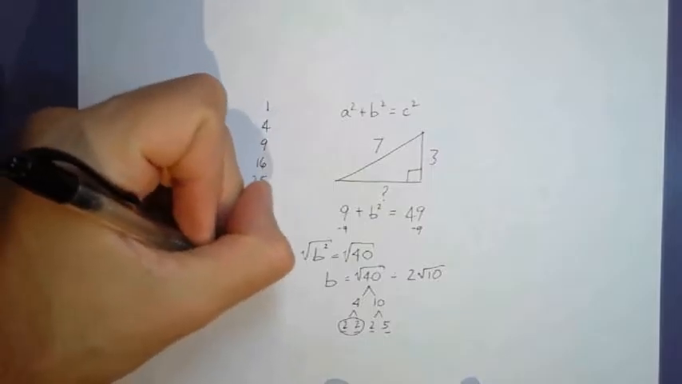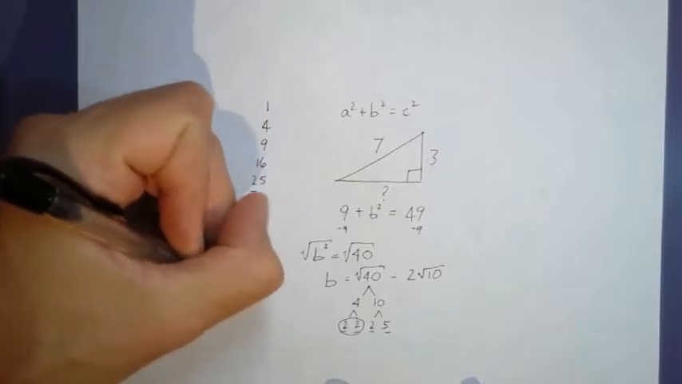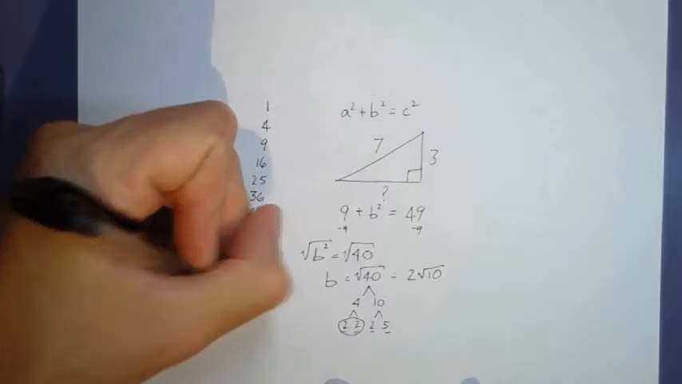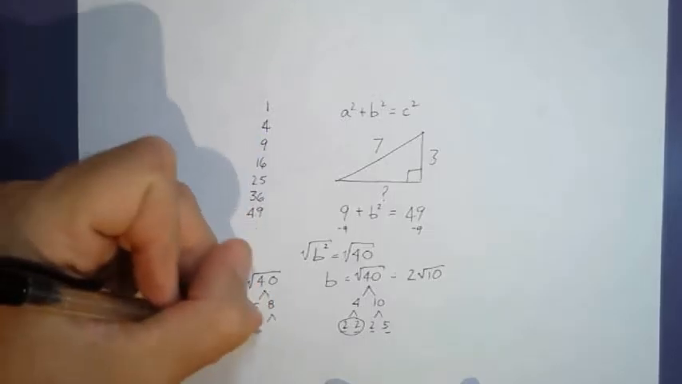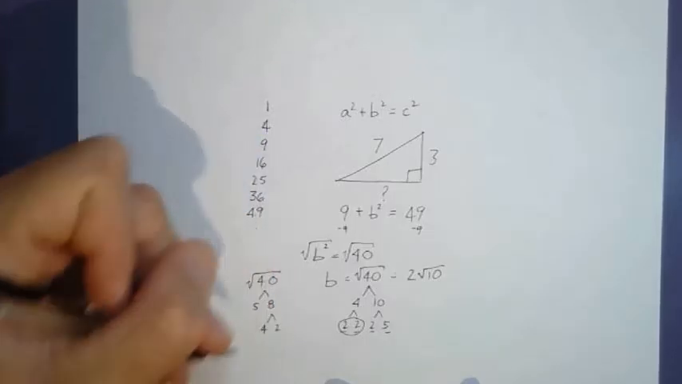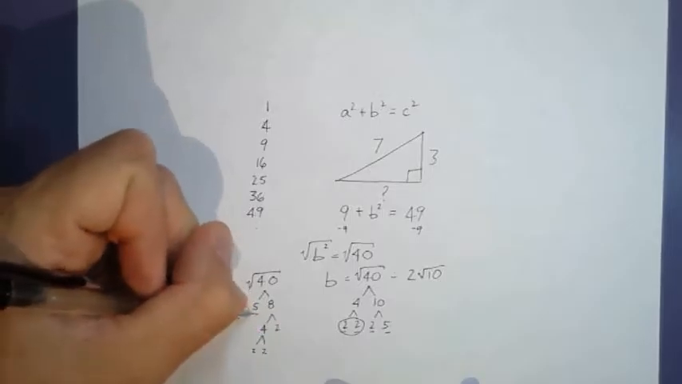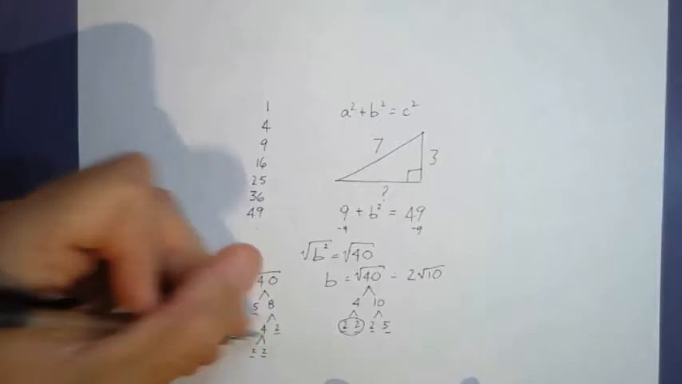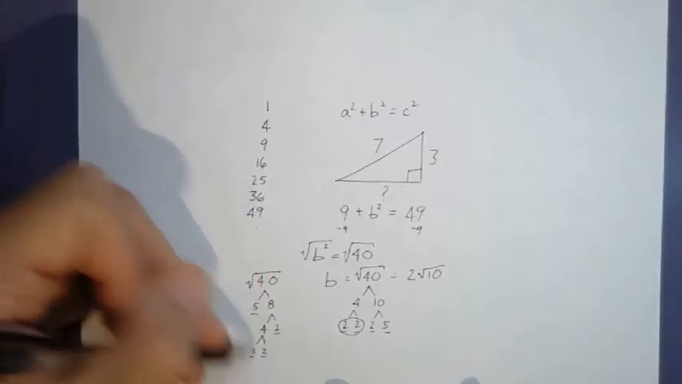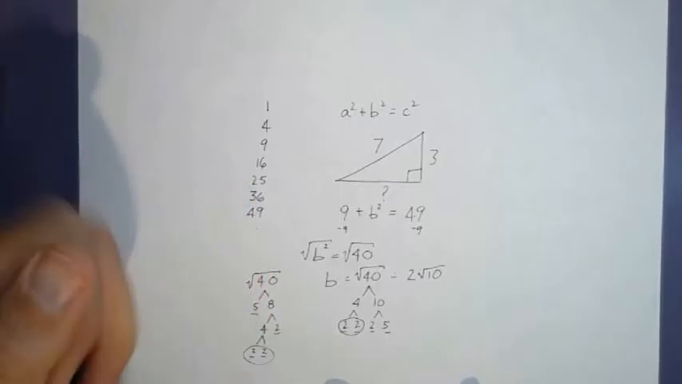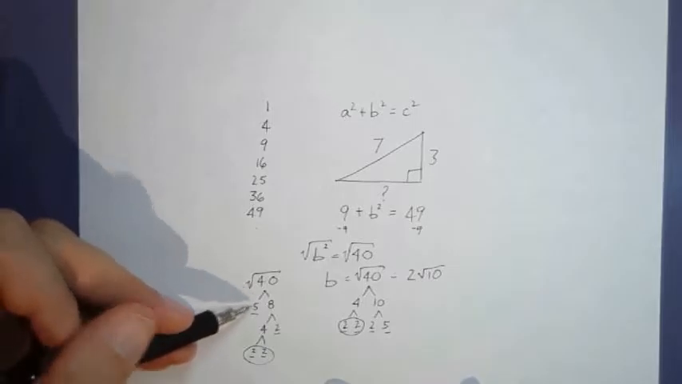I could have done this in another way. I could have taken the 40 as 5 times 8. Now 5's done, and 8 is 4 times 2, and 4 is 2 times 2. So I have a 5, a 2, a 2, and a 2. Those are the numbers I'm looking for, and there's my pair of 2's. I get the same thing no matter how you break it apart.